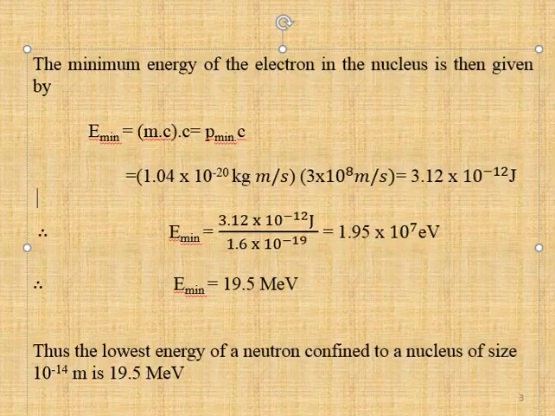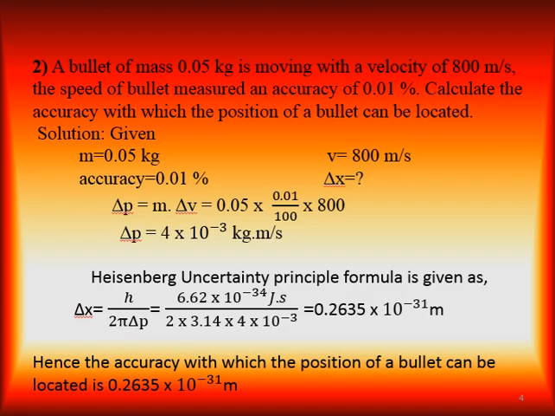19.5 mega electron volt. Second numerical, a bullet of mass 0.05 kg is moving with a velocity of 800 meter per second. The speed of bullet measured and accuracy of 0.01%. Calculate the accuracy with which the position of a bullet can be located. Here, mass of the bullet is given as 0.05, velocity of the bullet 800 meter per second, accuracy is 0.01%. We have to find out uncertainty in position.